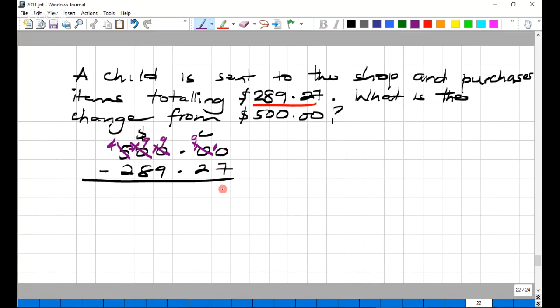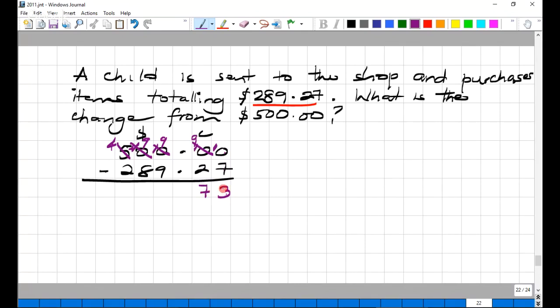7 from 10 would leave me with what? 3. Why? 3 and 7 makes? 10. Okay, remember that addition is the inverse operation of subtraction. So if I want to test if my subtraction is correct, then I can just do the addition to prove. So here we had 10, and we take out 7. We should be left with 3 because 3 and 7 would make 10. Let's go 9, and we're going to take out 2. What should we have left? 7.